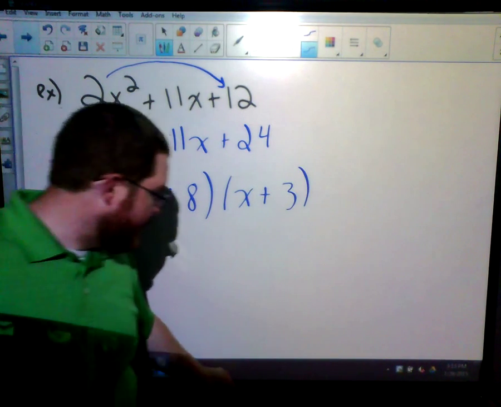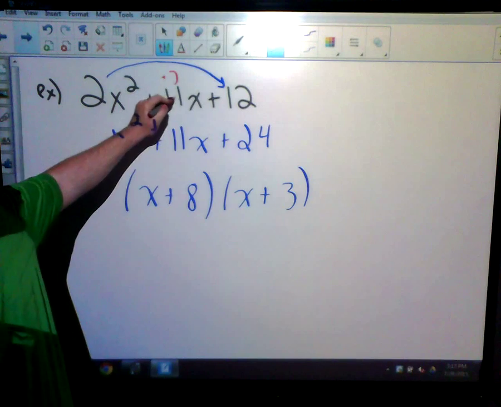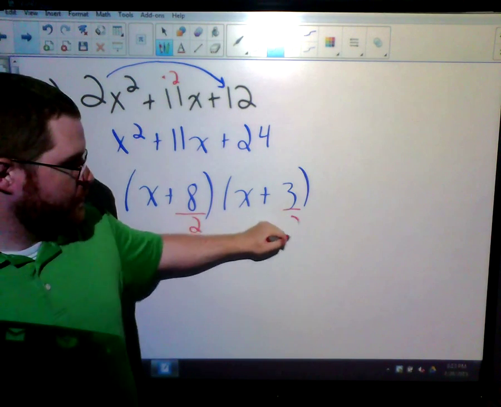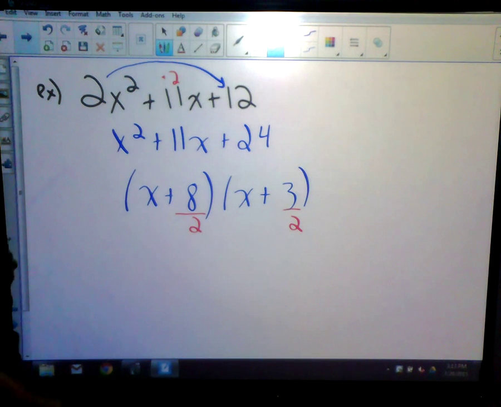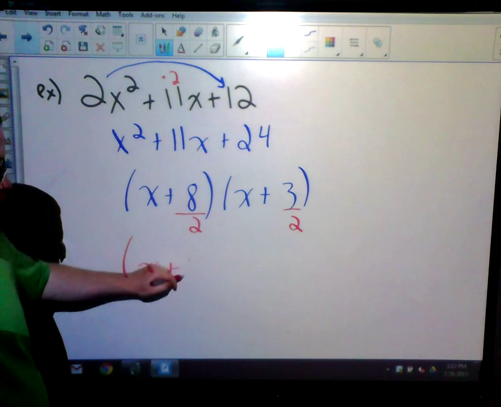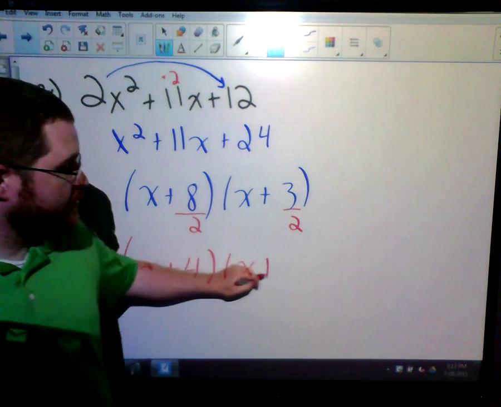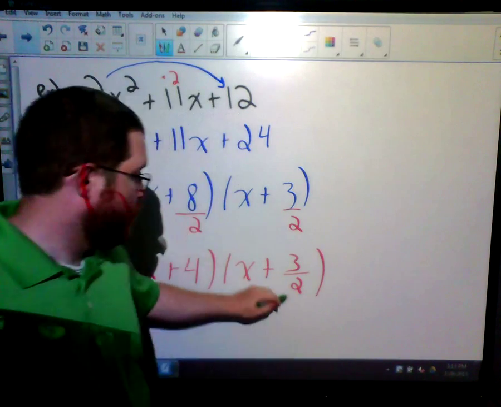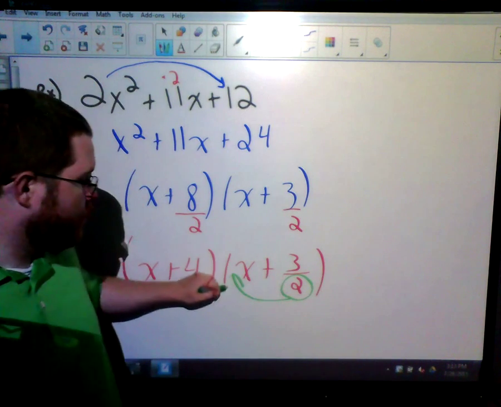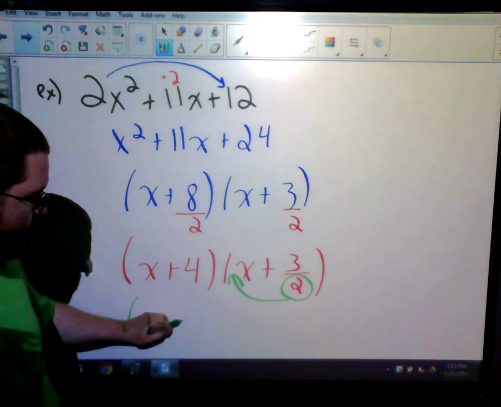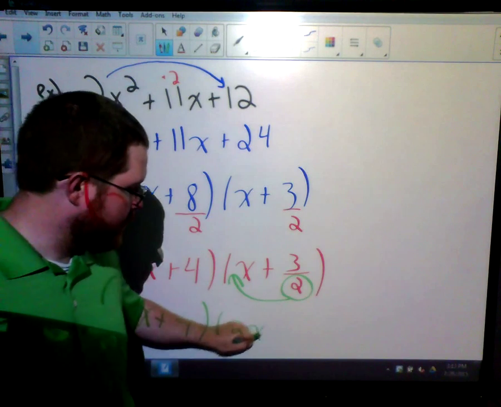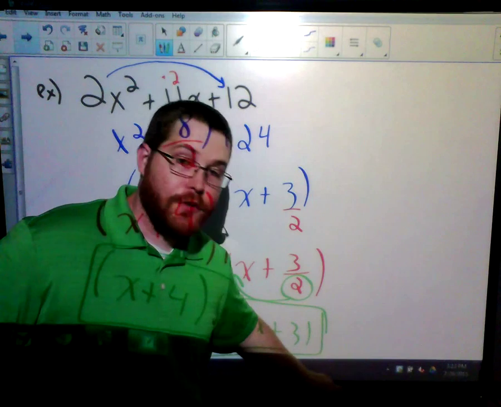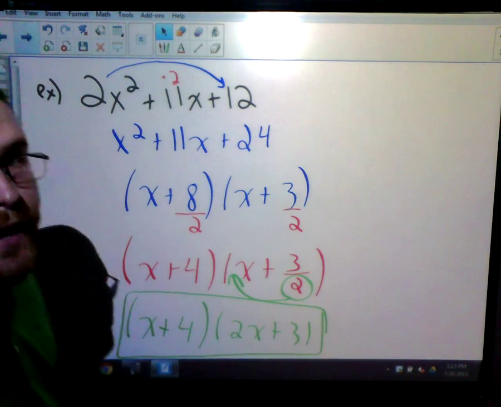But in the beginning of this problem, I multiplied by 2. I have to undo that. So I'm going to divide by 2. Let's simplify anything we can. 8 over 2 is 4. But this won't simplify. If you still have a fraction left, we're going to move the denominator over in front of x. So x plus 4, 2x plus 3. And those are my factors. Again, if you want to check it, distribute it back out.